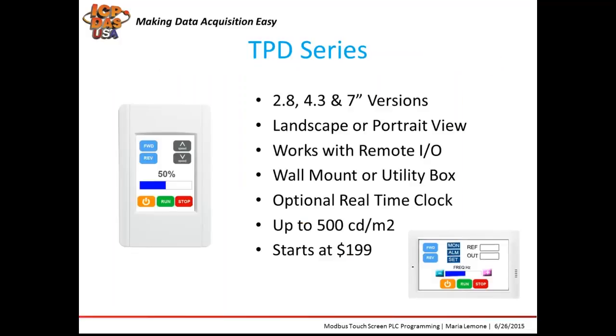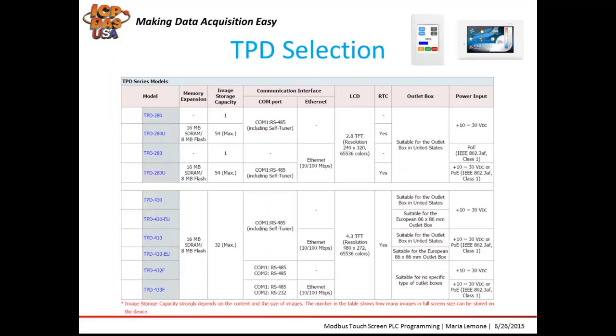They're widely used as keypad remotes for Modbus devices and are available in 2.8, 3.5, 4.3, and 7-inch screen configurations. They work with remote I/O and devices. They can be mounted on a wall or in an enclosure box. They have real-time clocks, support brightness up to 500 candela, and start at $199. They support ASCII, Modbus RTU, and Modbus TCP communication for interfacing with different devices.